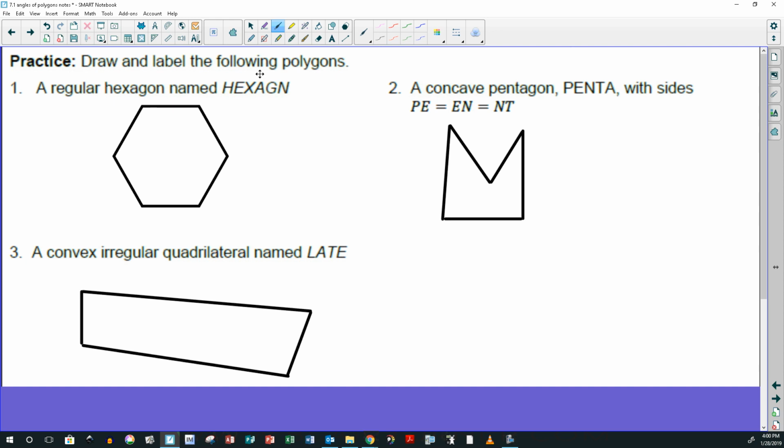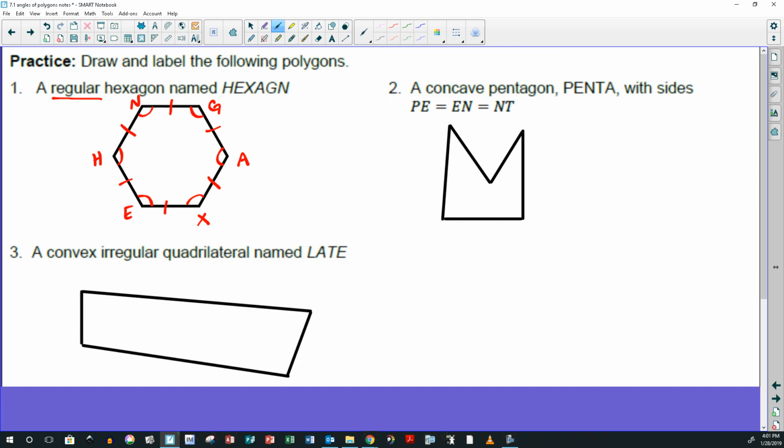So we're going to draw and label these polygons. So if you draw a hexagon, make sure you note that it's regular. So you have to mark the picture showing that this is regular. So that means all the same sides, all the same angles. So you get them all marked. And then we're going to name it. I'm just going to pick this corner to start with. H-E-X-A-G-N. And that's all you have to do on that.